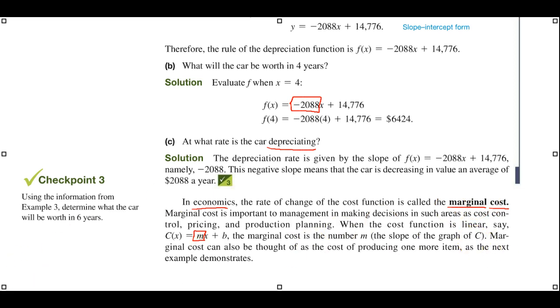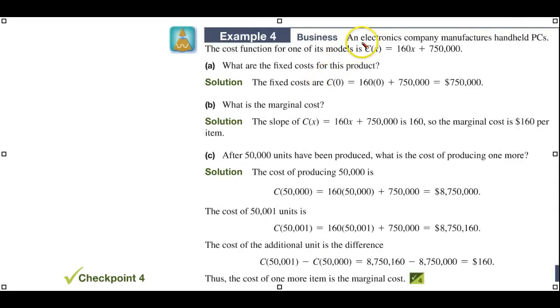And we'll see that in our next example. So, an electronics company manufactures handheld PCs. The cost function of one of these models is this. Now, as we look at it, this is in slope-intercept form. What are our fixed costs? Well, we said it's our y-intercept. And what would be our marginal cost? Well, it would be the slope here.